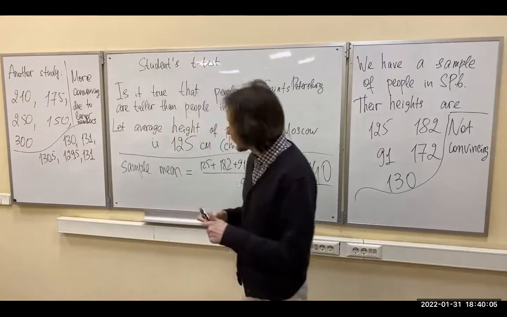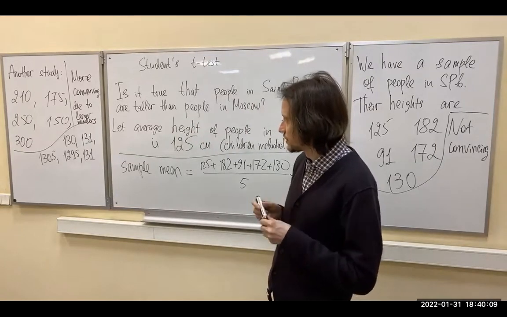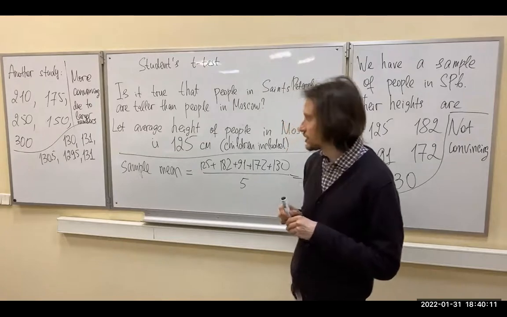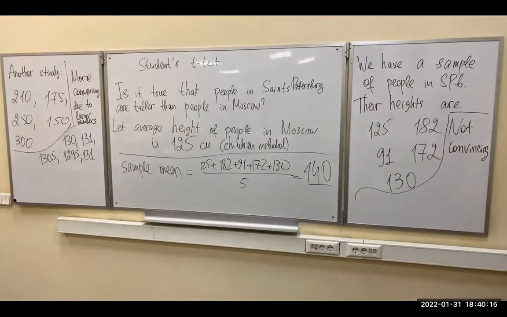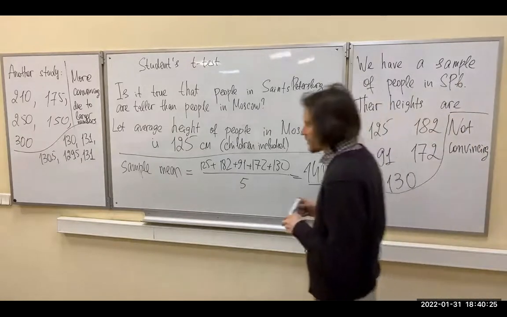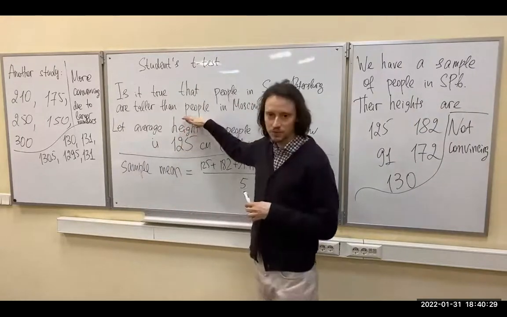These five values: 130, 131, 130.5, 129.5 and 131. And what can you say now? How do you think? Is it good evidence in favor of a positive answer to this question?